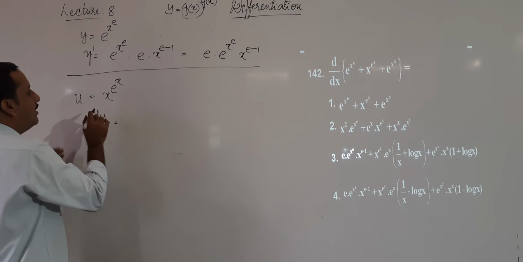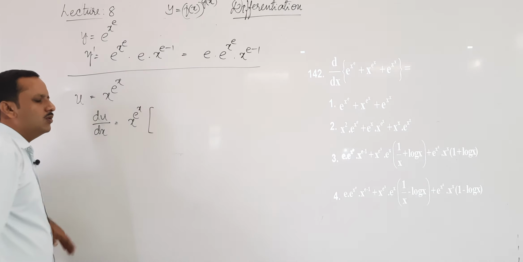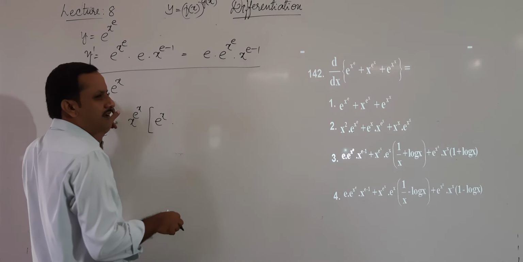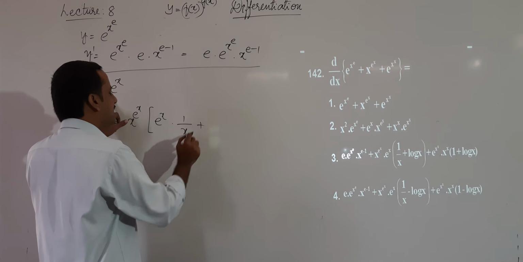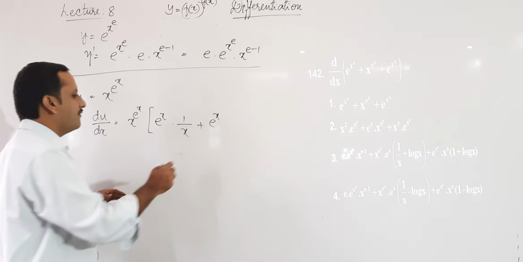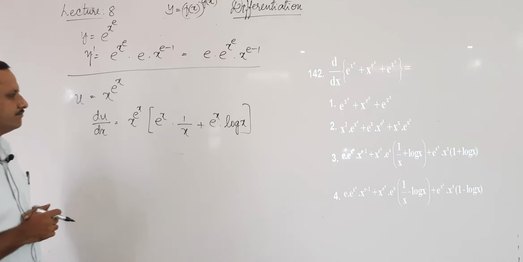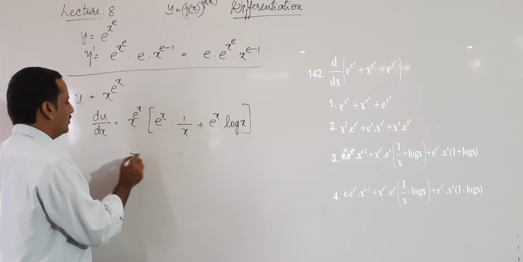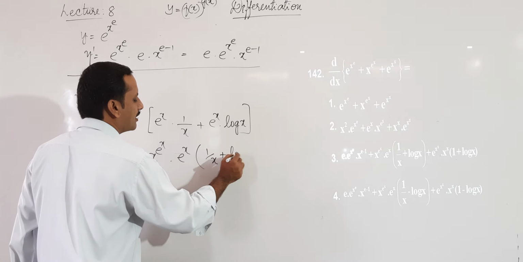is equal to y, meaning here u, which is x power e power x, into, what is the formula? Into g of x is e power x, into f dash of x, which is 1, by f of x, which is x, plus g dash of x, which is e power x (the derivative of e power x is e power x itself), into log f of x, that means log x. Okay. So, now I will take this e power x as common. So, you have x power e power x into e power x into 1 by x plus log x.